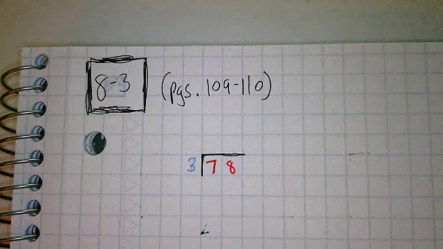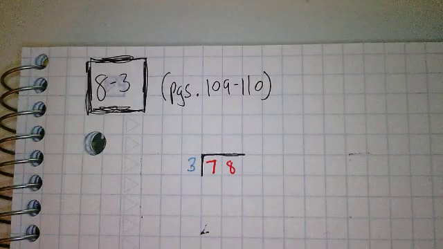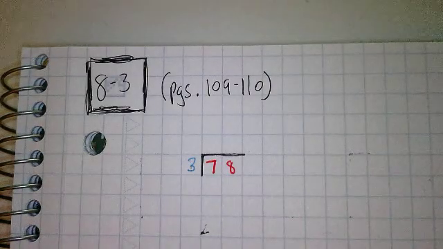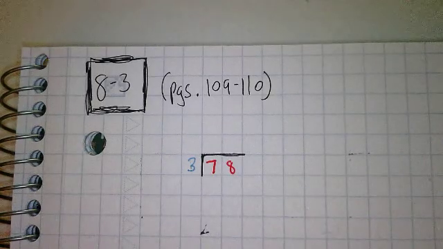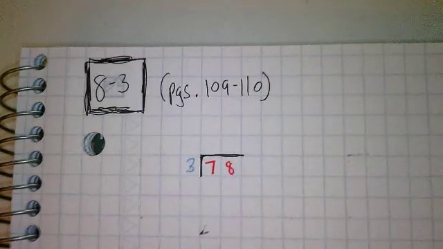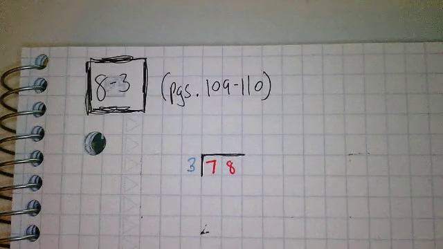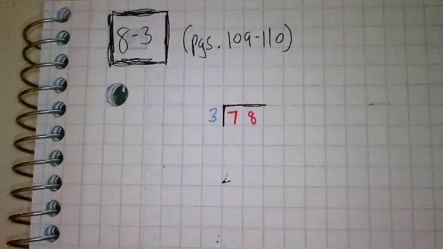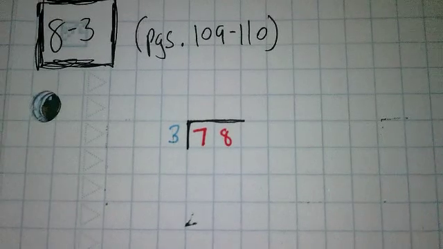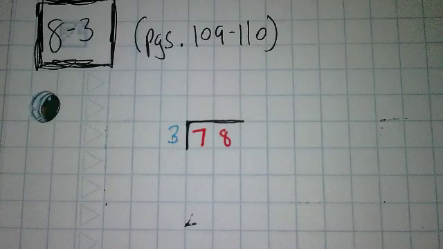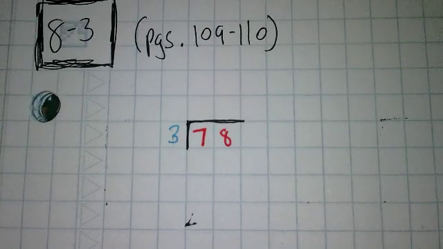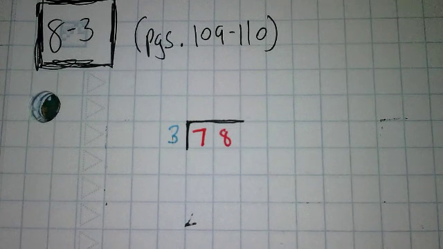Alright, we are starting with 78 divided by 3. Everyone see that? Let's put it away somewhere right now because I need you to focus on math right now, okay? Alright, we're starting with 78 divided by 3. Is everyone ready with me? Yes, now we're ready. Okay, 78 divided by 3.